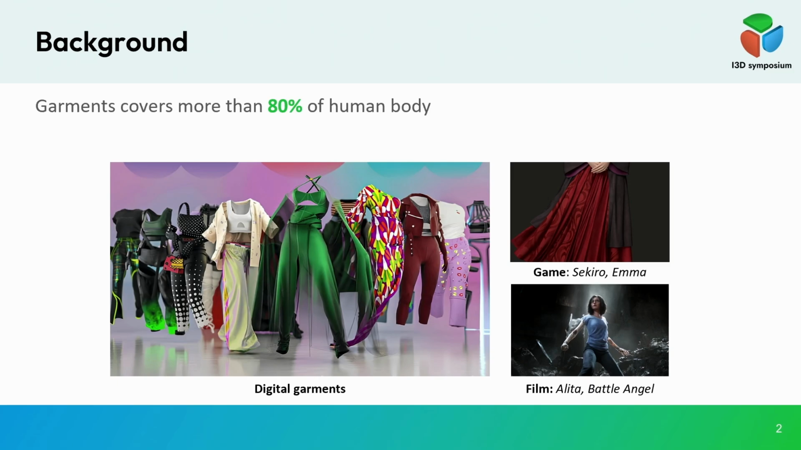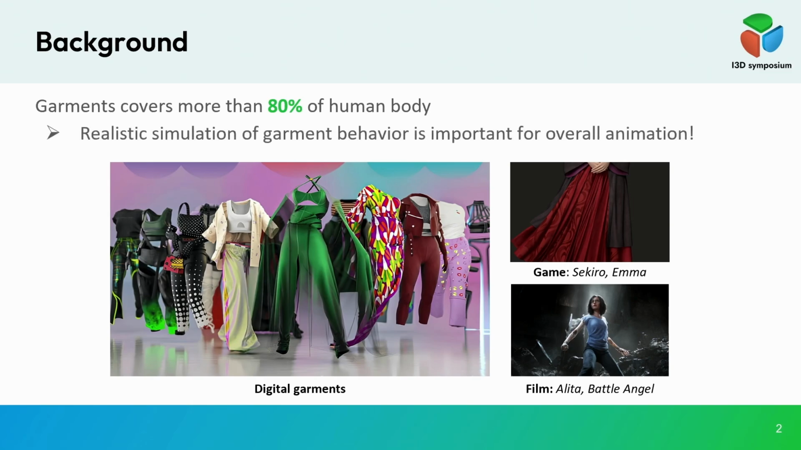Okay. Cloth animation is a fundamental topic in computer graphics, aiming to generate realistic garment deformation effects. And this is crucial for applications such as virtual try-ons, video games, and films. Achieving a realistic simulation of how these garments behave is essential for enhancing the overall quality of the animation.